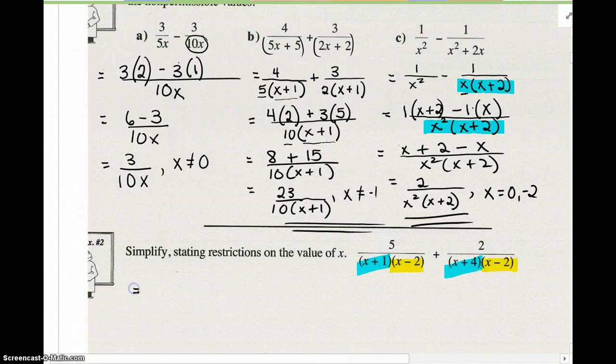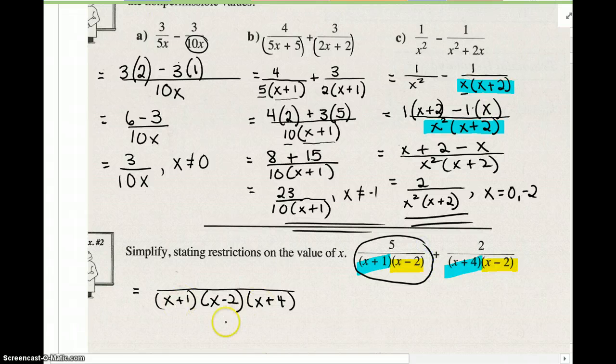So down below, my common denominator will have to include my x plus 1, my x minus 2, which is common to both, and my x plus 4. I need to account for all of the denominators. Now, I go to my first expression and I say, all right, what is taken care of? What is included in my new denominator, and what am I missing? In this case, this x plus 4 is missing. So I take my 5 up on top and I multiply it by my x plus 4.